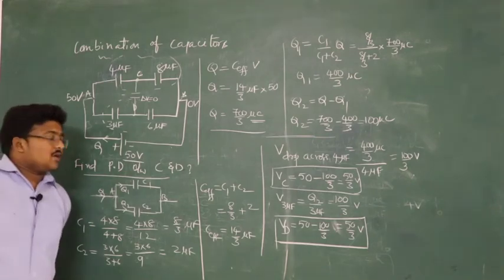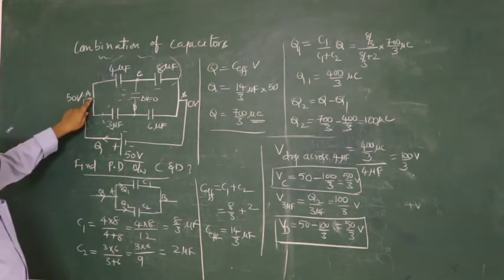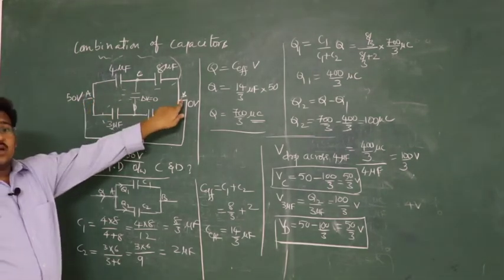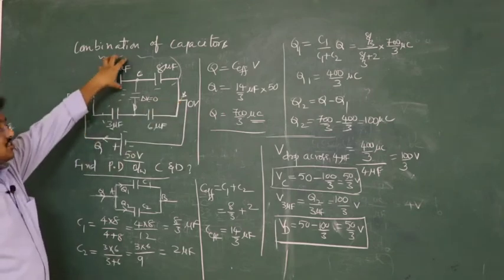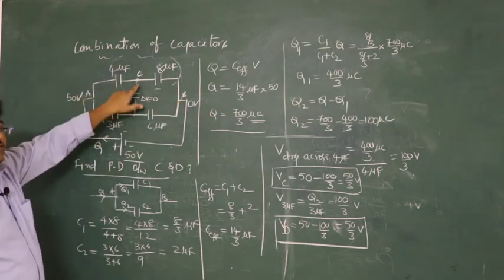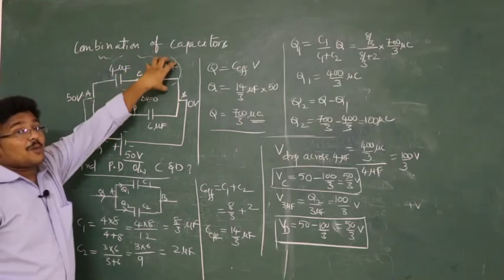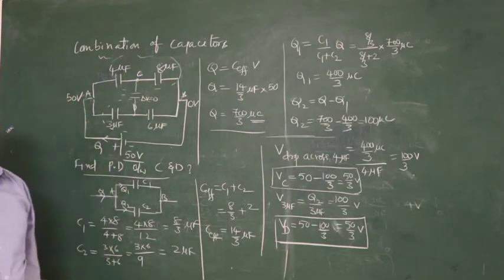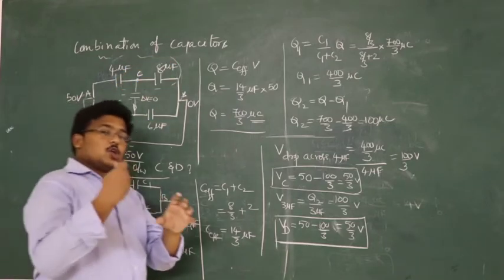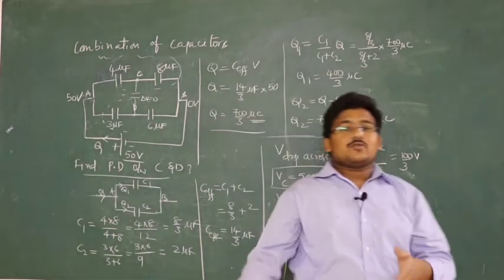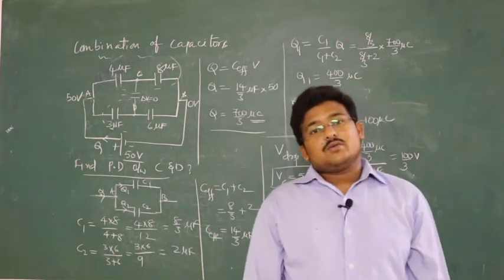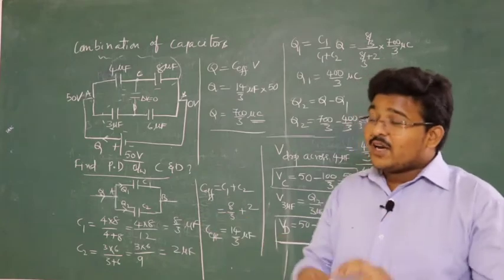Now I will tell you one more thing. Totally 50, no? Here it is 0, no? From 50, how much is dropped? 100 by 3, so it will be 50 by 3. That 50 by 3 will drop here, becoming 0. That is the funda here. So the sum of the drops is equal to battery voltage. That is what I am telling you. So see here, this is very important question.